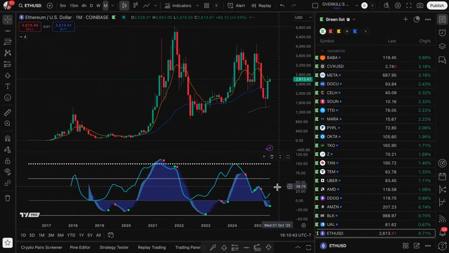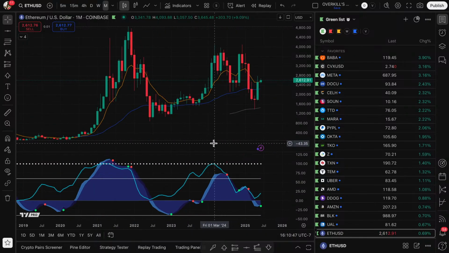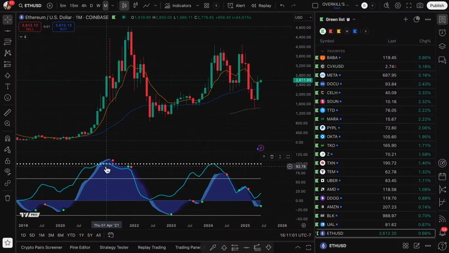Ethereum, we've been talking about this the last couple weeks. I personally am not selling any of my altcoins until Ethereum's stochastic RSI, that light blue line, gets back up here and touches the white dotted line. You can see it touched it right there in 2024, and it touched it back here in April. April of 2021 was the top of the last bull run, at 4,500. It was touching it right here in March of 2024.